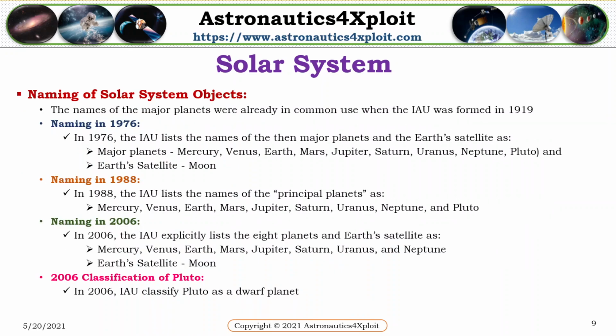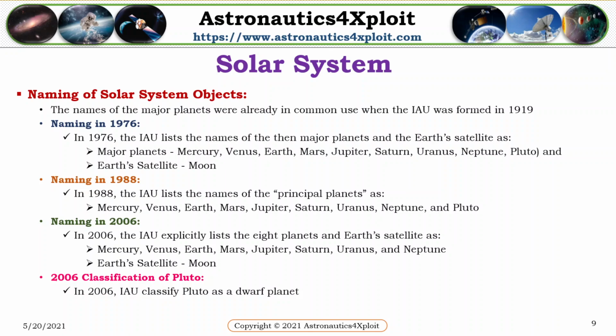Naming of solar system objects. The names of the major planets were already in common use when the IAU was formed in 1919. In 1976, the IAU listed the names of the then major planets as Mercury, Venus, Earth, Mars, Jupiter, Saturn, Uranus, Neptune, and Pluto, while the Earth satellite as Moon.